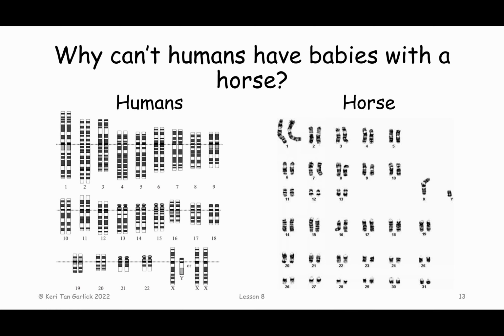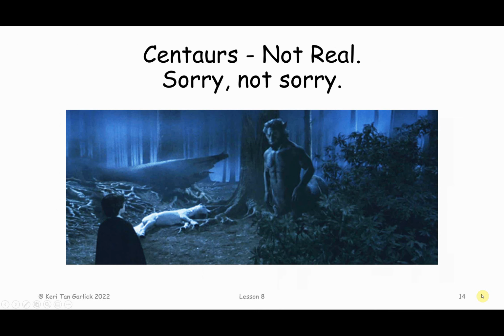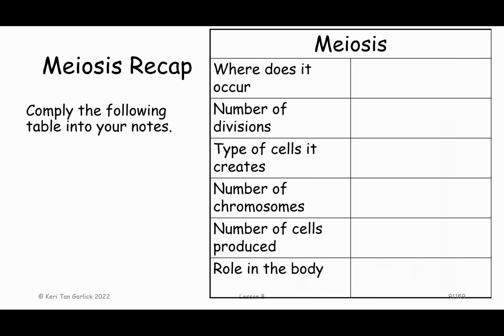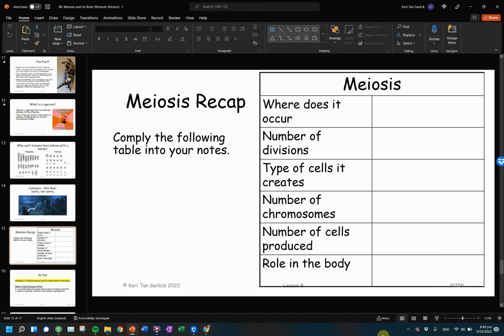So we can't have any centaurs, because if you look at the chromosome number for humans versus horses, they're drastically different. So sorry, not possible. I was actually asked that question once when I was working at my last school. Cool. Okay, so meiosis recap.